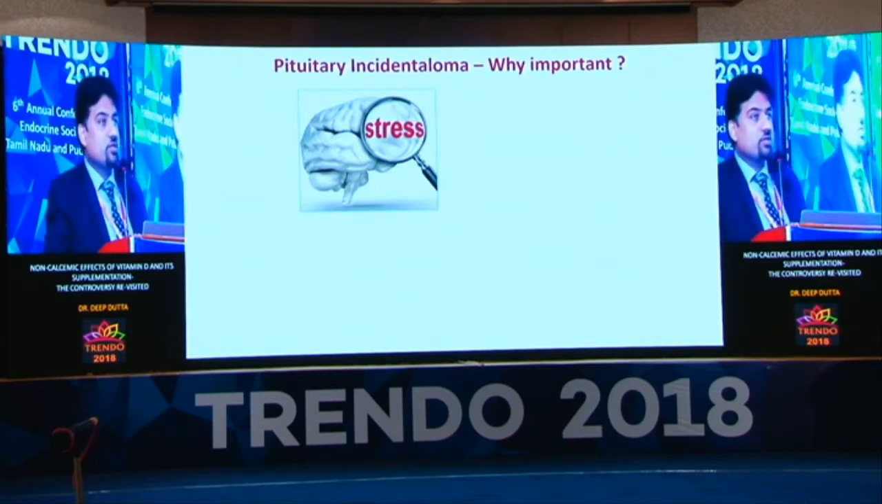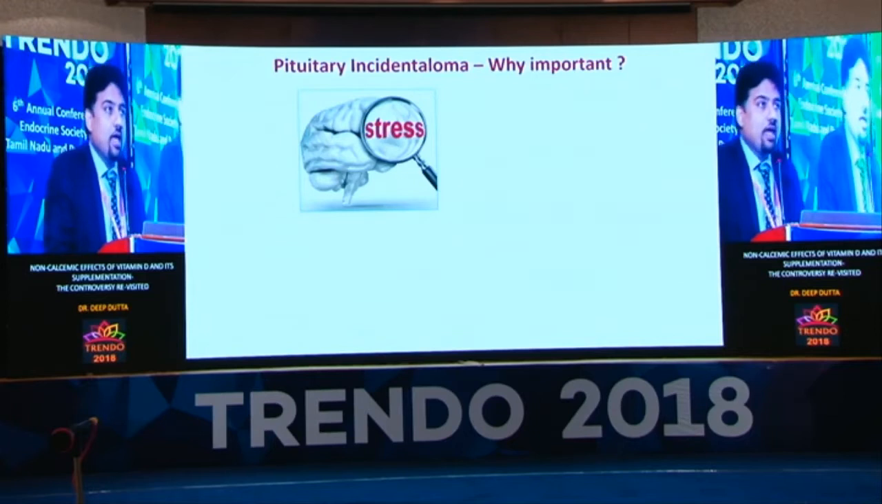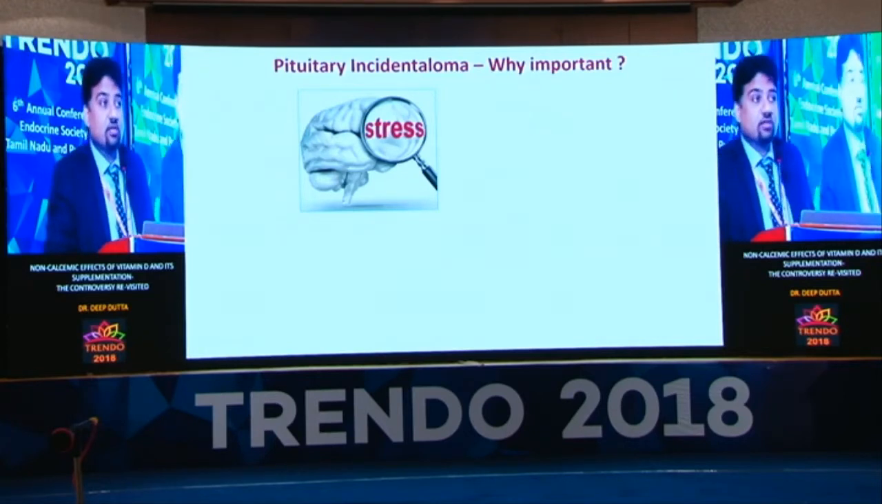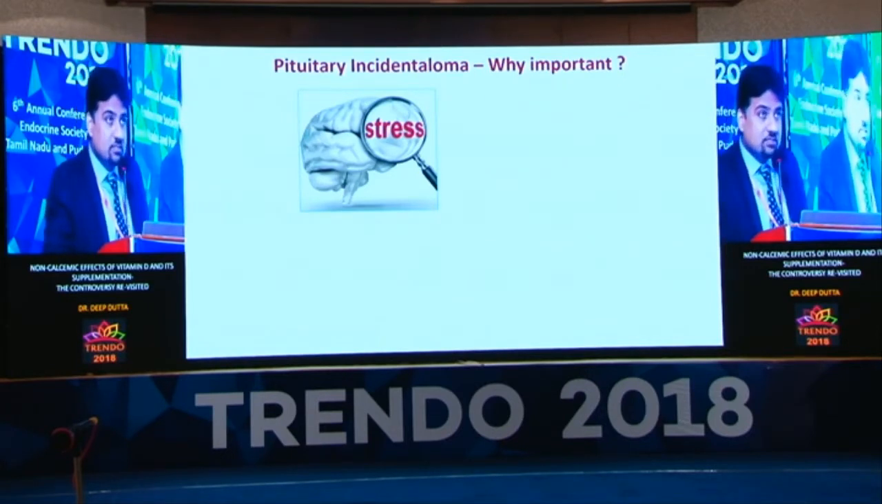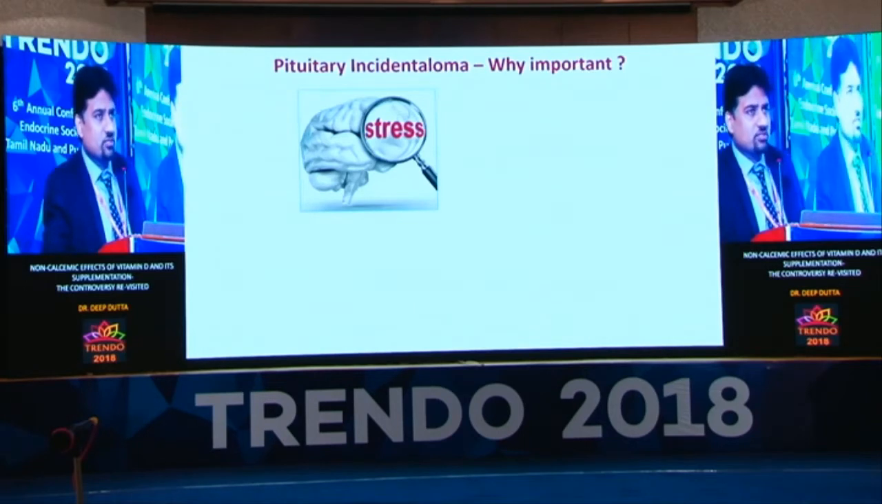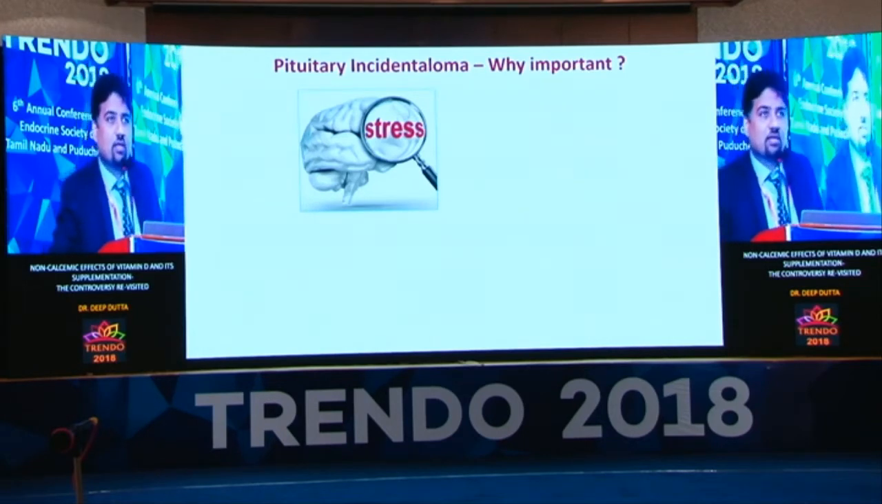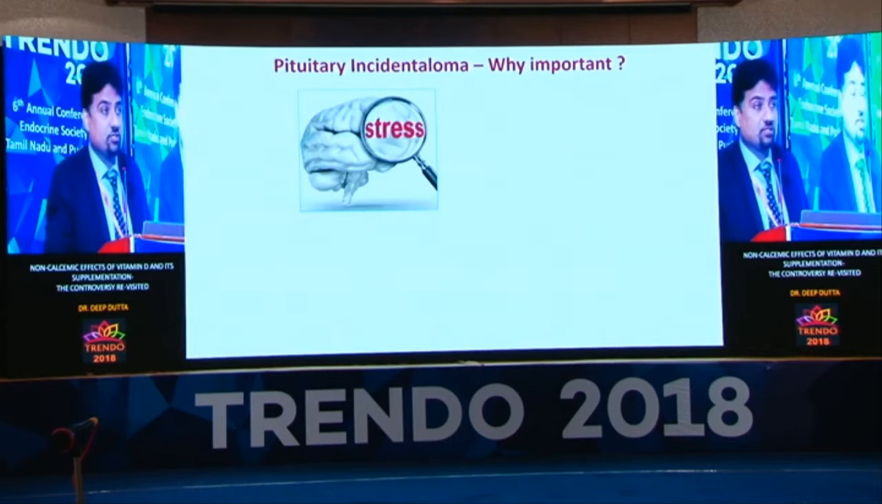This patient, with all the advent of media, Google, and all this knowledge that the patient gets, is really worried. The patient will come and ask you, doctor, will this affect my lifespan, will this be benign or malignant, is this cancerous, and so many questions. There's a lot of stress in the patient's mind when they come with this diagnosis of a pituitary incidentaloma.